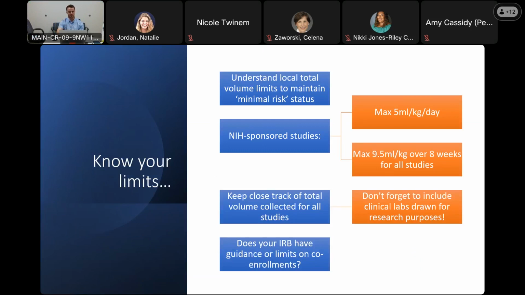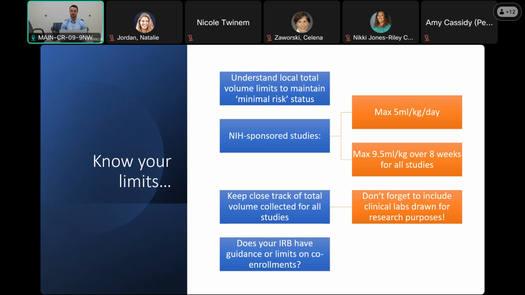You want to know your limits. So you want to understand local total volume limits when it comes to blood drawing and maintaining that minimal risk status. Knowing the NIH sponsored studies, a max of 5 mLs per kilogram per day of blood when it comes to research, and then a max of 9.5 milliliters per kilogram over 8 weeks for all studies. And you don't want to lose track of the volumes that are collected regarding clinical labs that are drawn for research purposes, so make sure you include those as well. And then if your local IRB has any guidance or limits on co-enrollments.